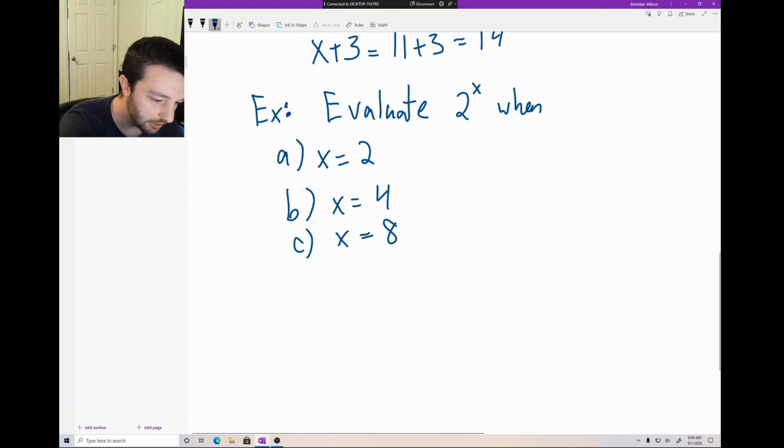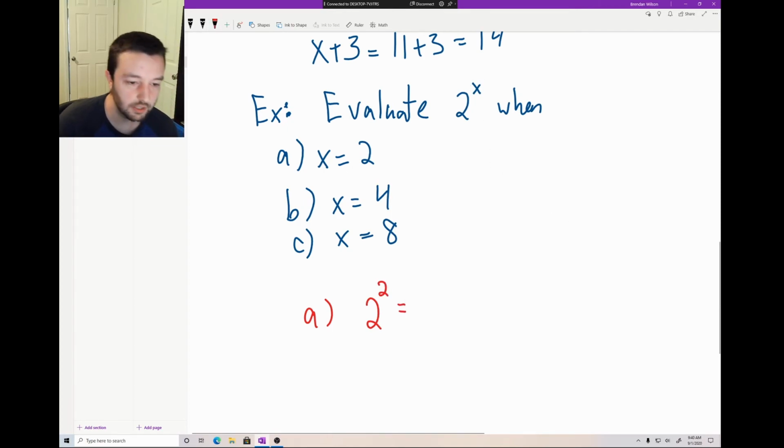And I'll change the color for the answer here. So for A, let's say x equals 2. So we want to replace the x in the expression that's right here with 2. So we get 2 squared, which is 2 times itself one time, right? Or there will be 2 copies of 2 rather, 2 times 2. So we end up getting 4.